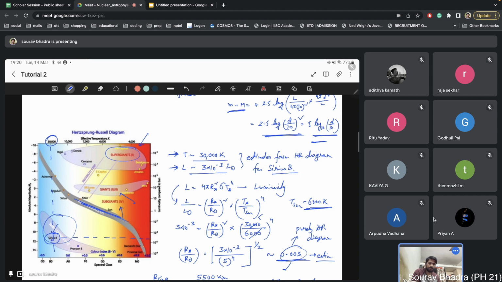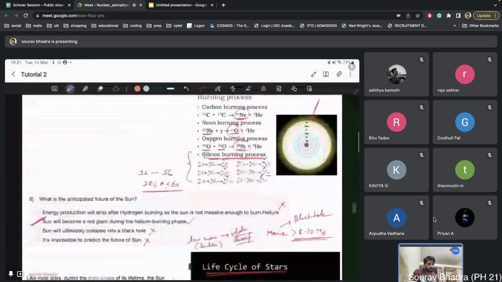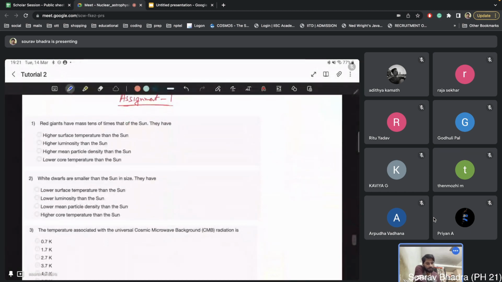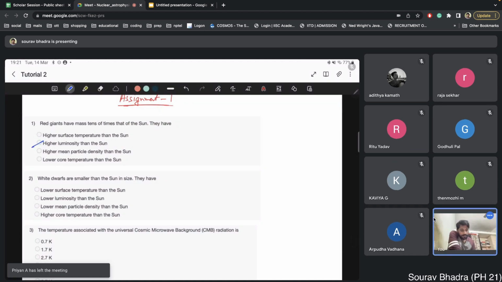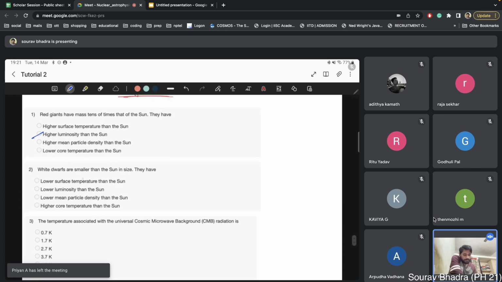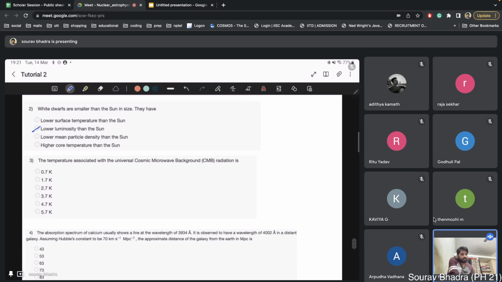You have to remember, and if you understand, you can remember, the locations of supergiants and dwarfs relative to the main sequence. So red giants have greater mass and higher luminosity than the sun. And white dwarfs are smaller than the sun in size, and they have lower luminosity. Now, the temperature associated with the universal cosmic microwave background, I told you in the first class, this is the CMB and its intensity.